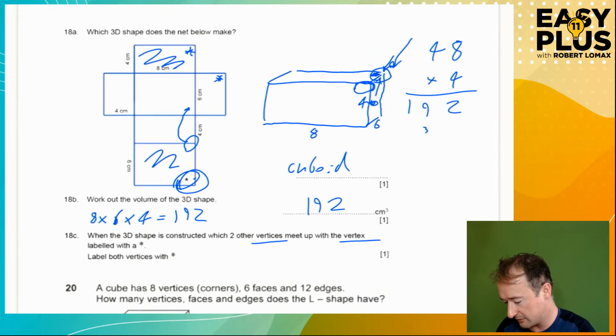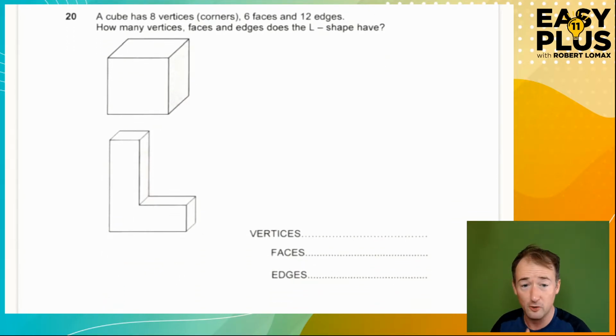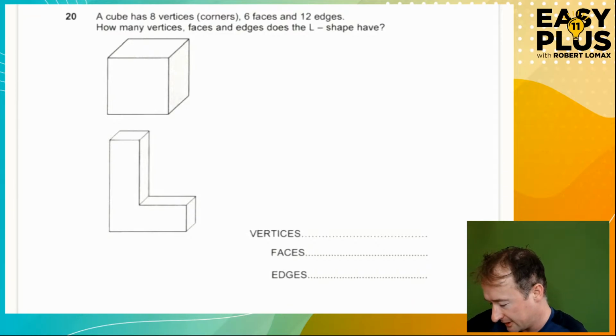When the 3D shape is constructed, which turns... Oh, we've done that. That's what we just did. Okay, done. Good. Onwards. Right. A cube has 8 vertices, corners. There we are. Definition of what we were just talking about. 6 faces and 12 edges. All right. 8 vertices, 6 faces, and 12 edges.